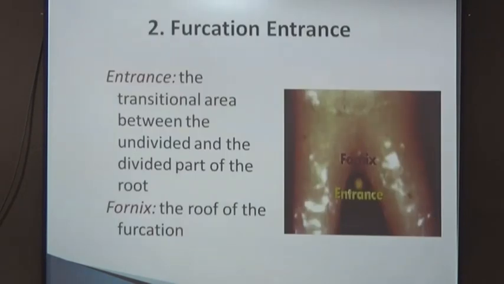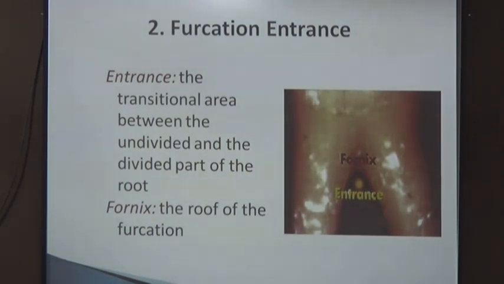Okay, ma'am? See this, furcation entrance. This is furcation entrance. This is the fornix. Apex of this entrance of the furcation, this we call as a root trunk. Okay, ma'am? The entrance is the transitional area between the undivided and divided part of the root. Usually they are asking this in the MCQ.